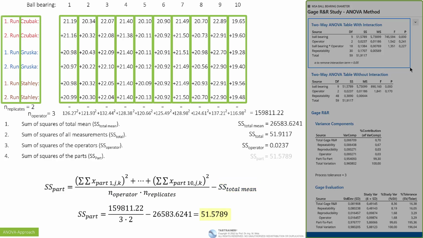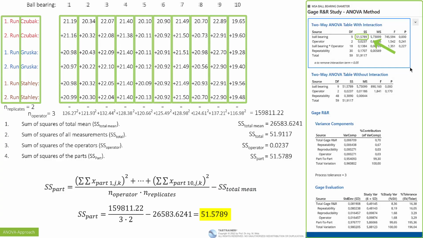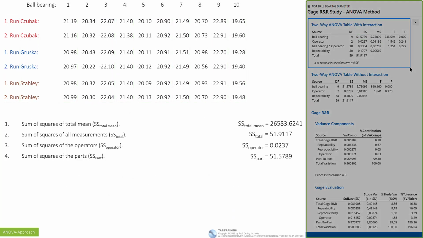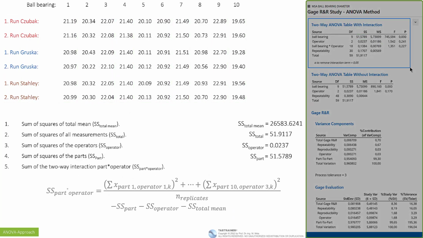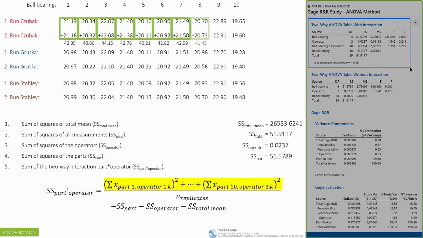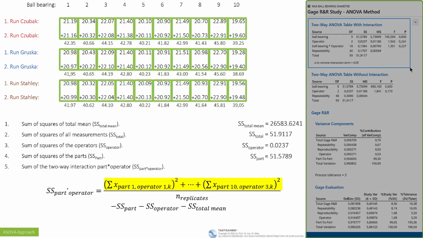all operators of 51.5789. We find this value in our output window at this point. In the fifth step, we determine the sum of squares of the parts operator interaction. For this, the measurements for each ball bearing and operator are added and squared.